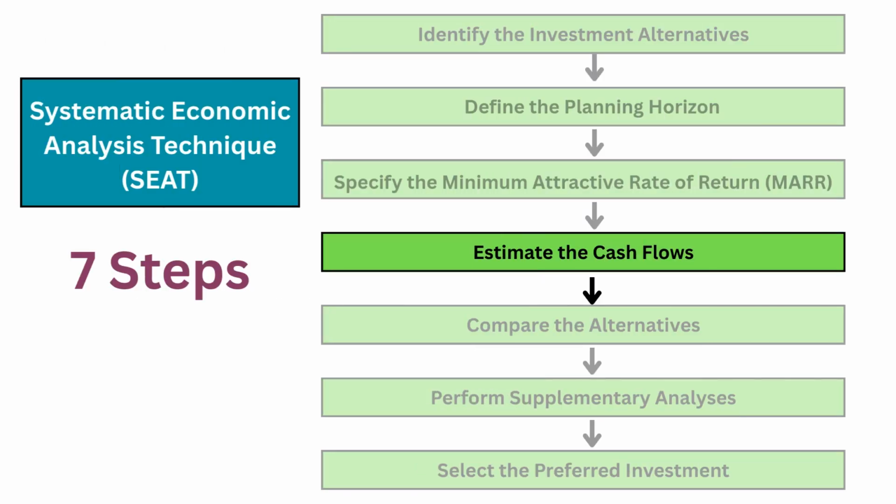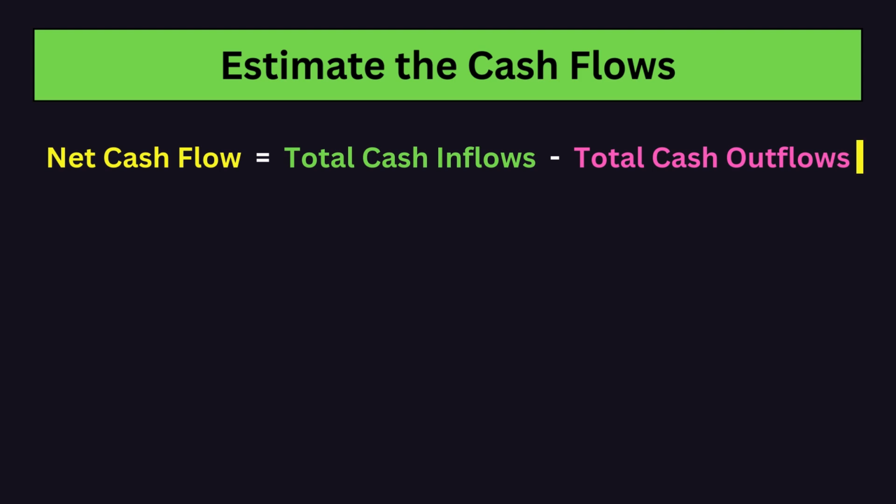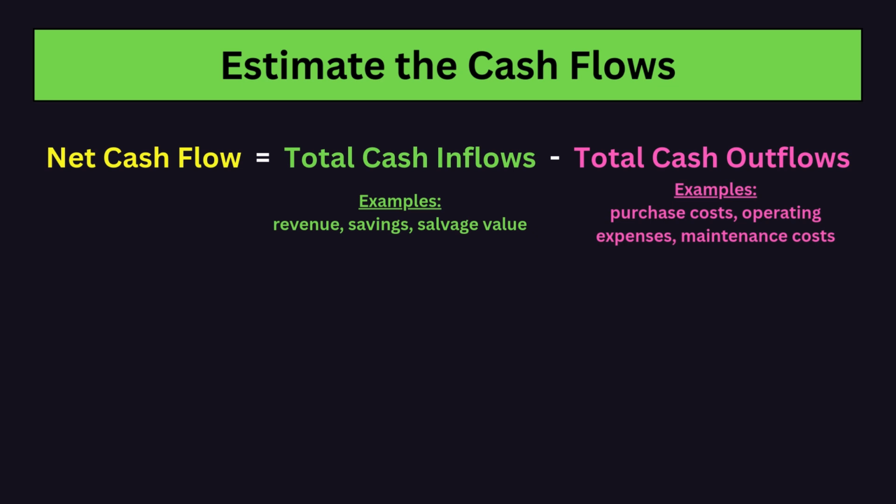Step 4. Estimate the cash flows. Now, estimate cash flows for each investment alternative over the chosen horizon. Cash flows drive the analysis. Capture all inflows like revenue, savings, salvage value, and all outflows like purchase costs, operating expenses, maintenance. Cost estimates rely on both judgment and historical data. They will never be exact, but careful estimation reduces risk.